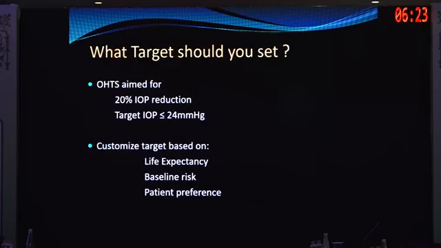What target should we set? OHTS aimed for 20% IOP reduction from baseline, target IOP less than 24 millimeters, and a customized target based on life expectancy, baseline risk, and patient preference.